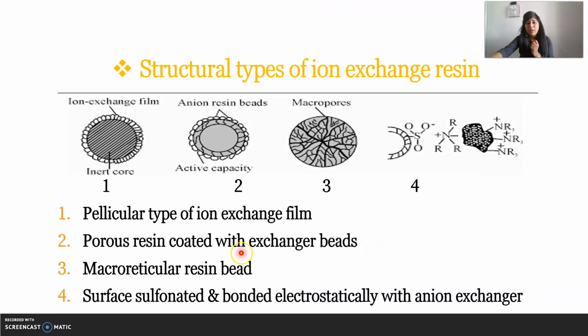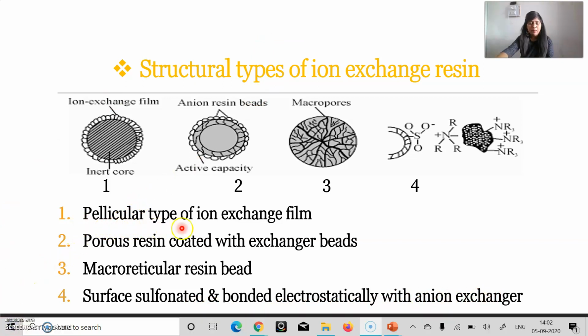Next, according to the structure of ion exchange resin, they are again classified. First is the pellicular type of ion exchange resin. Second is porous resin coated with exchanger beads. Third is macroreticular resin bead. And fourth one is surface sulfonated and bonded electrostatically with anionic exchanger. Okay, now one by one I'll be explaining.